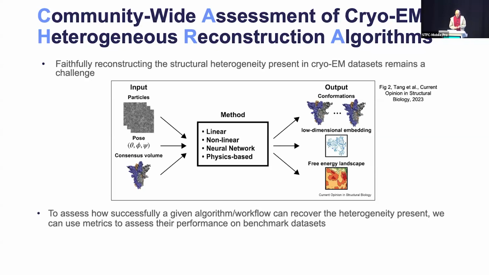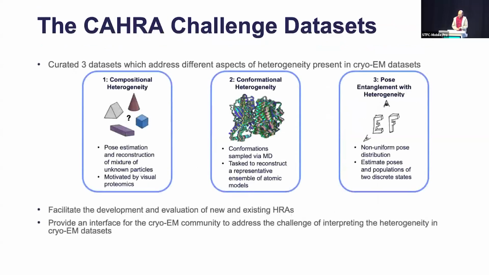So in order to actually assess how successful a given heterogeneous reconstruction algorithm is on recovering the heterogeneity present in a dataset, we can utilize benchmark datasets and metrics. So for the CAHRA challenge, we've curated 3 datasets. The first of these addresses compositional heterogeneity. So in this dataset, we have an unknown mixture of different complexes. And this is geared towards the development of algorithms or workflows which may enable automated visual proteomics in future.